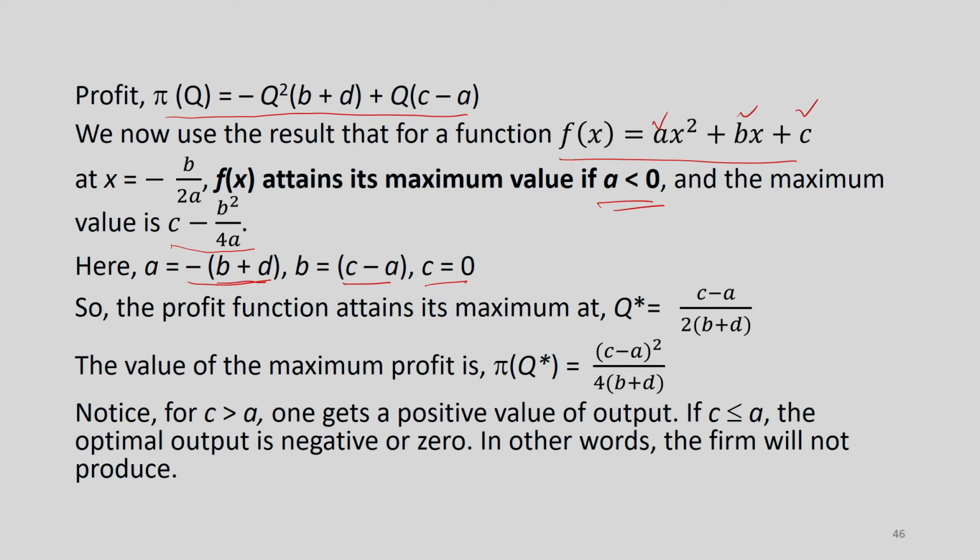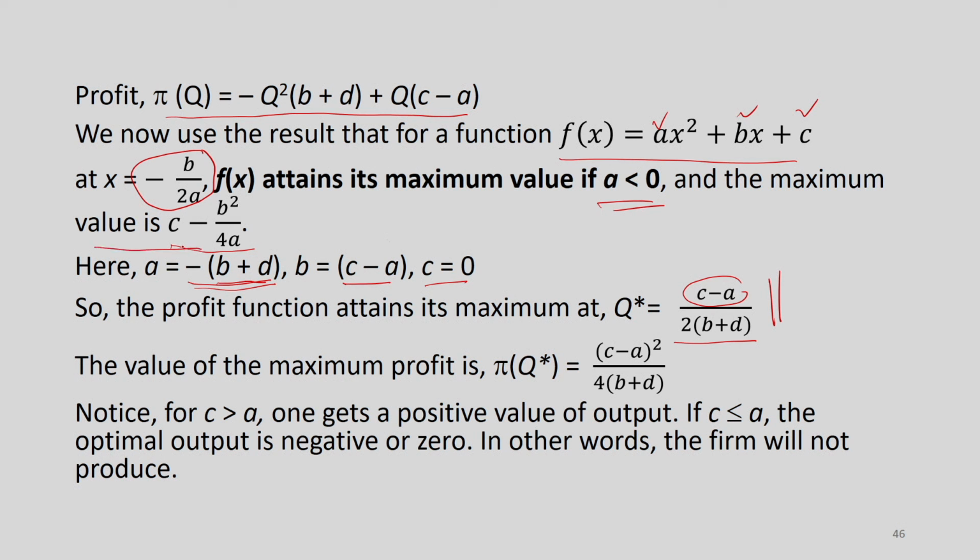Now, at what value of Q will it attain its maximum value? That is given by this particular expression, minus B divided by 2A. So, minus B, what is B? B is C minus A, I am writing that, divided by 2A. So, A itself is negative, so the minus and minus signs will get cancelled. You are going to get 2 of B plus D. So, this is the particular value of Q, which we are calling Q star, where the profit will be maximized.